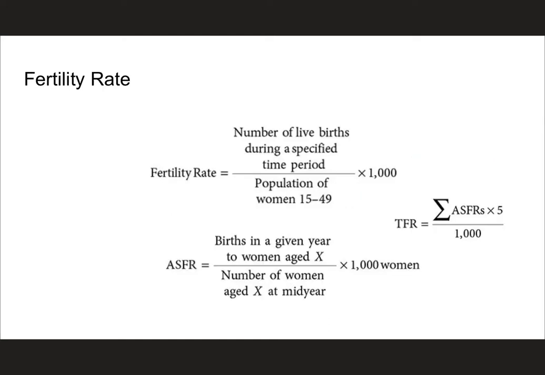Fertility rate. So fertility rate, the number of live births during a specified time period, usually a year, divided by the population of women of childbearing age, in this case 15 to 49. In some places, the childbearing age has expanded a little bit to be like 13 to 52 or something like that. But we use the standard. This is kind of the international standard, 15 to 49.